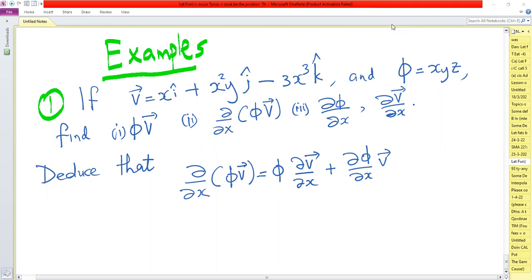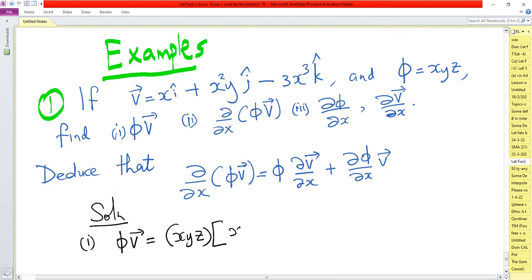So the first part, phi times vector v will simply be given by xyz, you multiply by the vector xi plus x squared yj minus 3x cubed k.